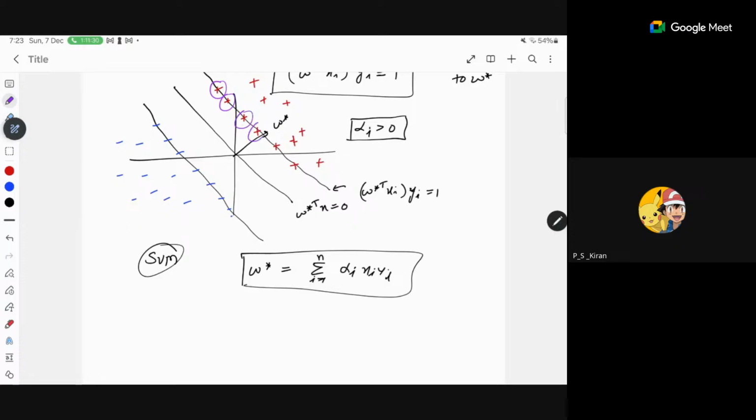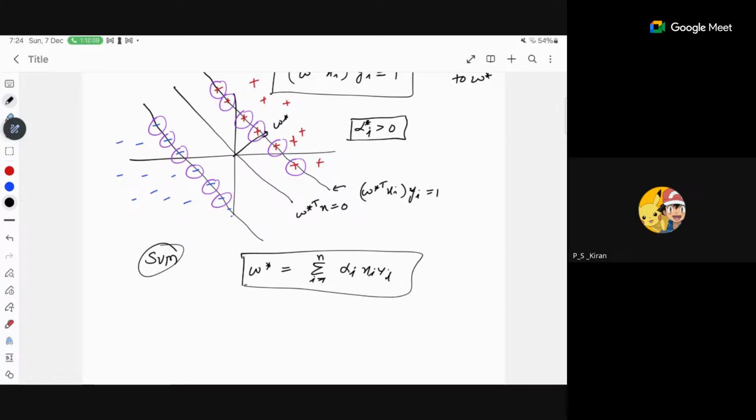So only these points will contribute to my W star. Not necessarily, even if the constraint is satisfied, alpha star i can be greater than or equal to 0. When the constraint is satisfied, if alpha star i is greater than 0, then it is a supporting vector. If alpha star is equal to 0, then it is not. What I'm saying is, all supporting vectors are on the supporting hyperplane, but not all the vectors on the supporting hyperplane are support vectors.